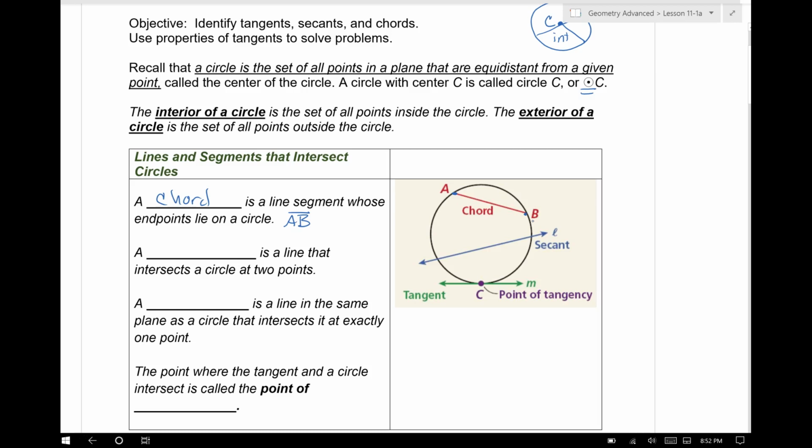All right. Now, the next one is like taking a chord and extending it. It's called a secant line. A secant is a line that literally goes through the circle. But think about it, it would contain a chord in it. So just take a chord and then keep on going outside of the circle. In the diagram to the right, that's going to be line L. So a secant is a line that contains a chord. It hits the circle at 2 spots, is the way to think about it.